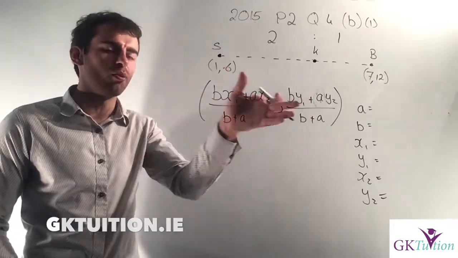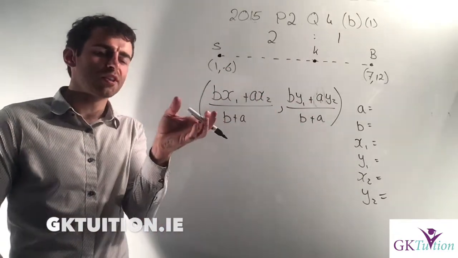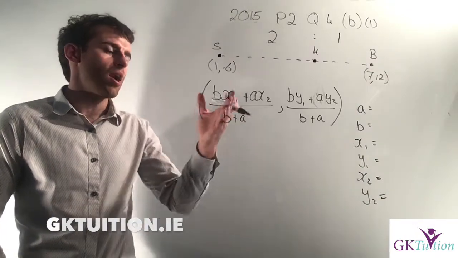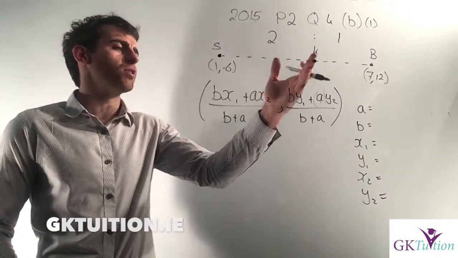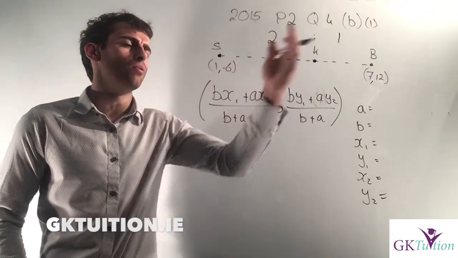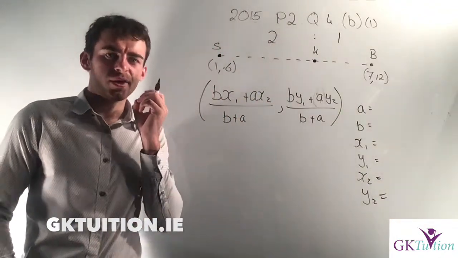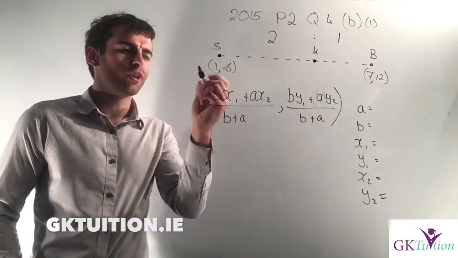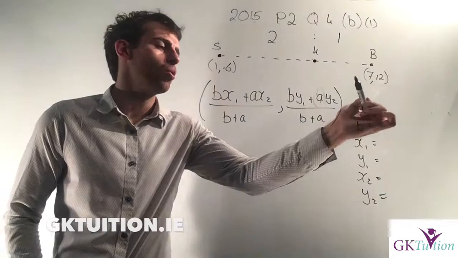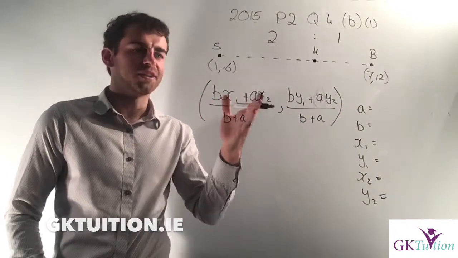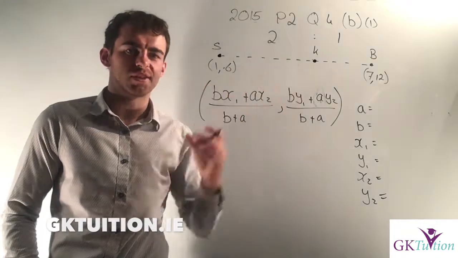So I want to work out this formula. This is one of our formulas from the coordinate geometry in our log tables. I want to know what is the coordinate of K if it divides the line SB in a ratio of 2 is to 1. Now this is the only formula in your log tables where it matters which one you label as x1, y1, and which one you label as x2, y2.